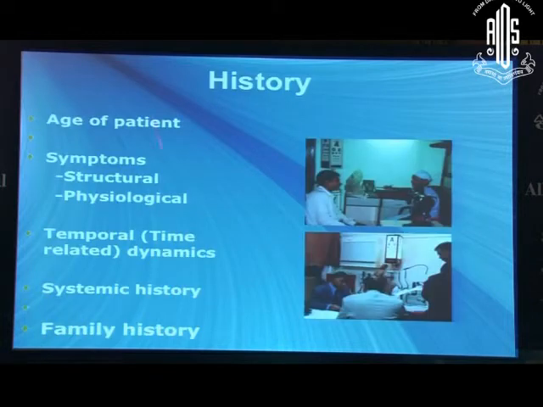The history of the patient is important. Age tells you a lot. You know that certain causes will exist only in infants or in young children, and certain causes would only occur after the age of 60 years. So once you know this, your mind has already excluded a whole lot of conditions.